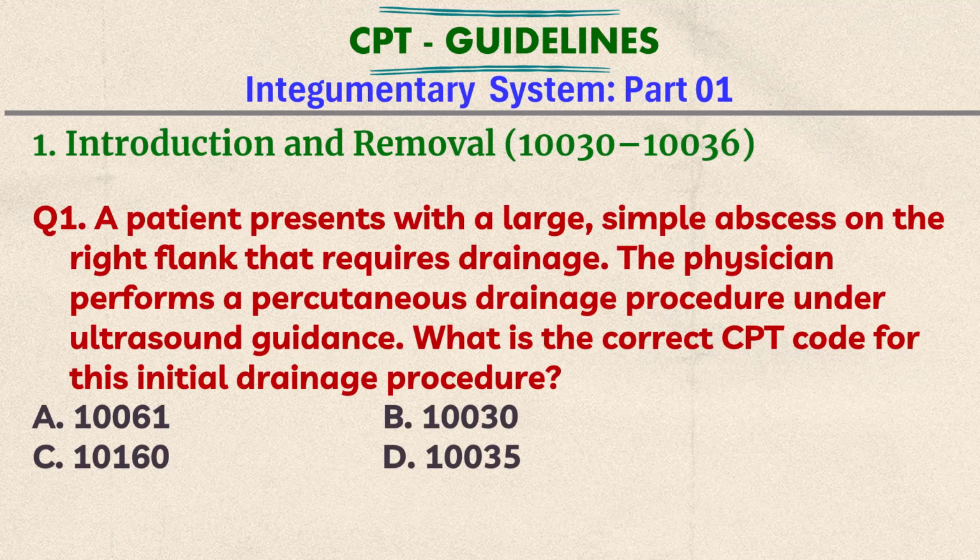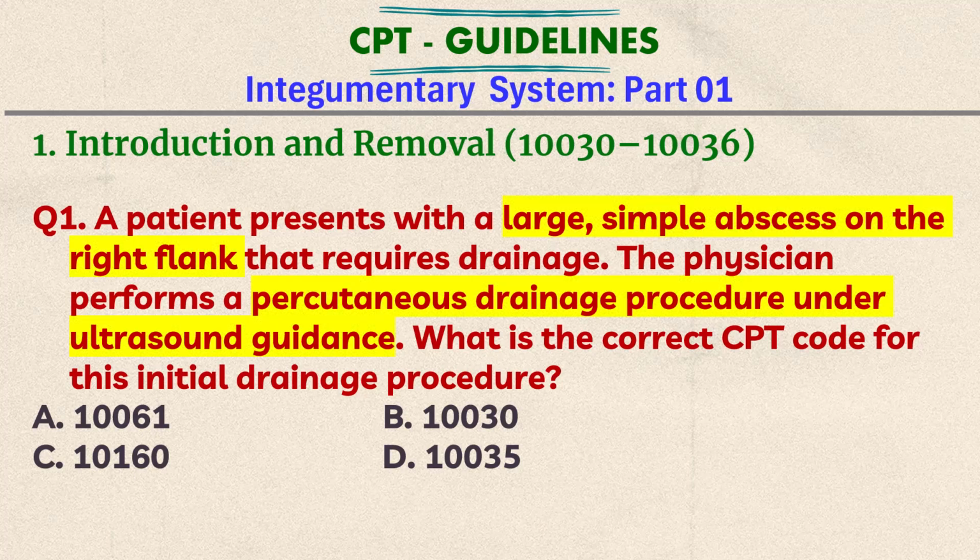So let's see some examples to understand these coding guidelines. Question number 1. A patient presents with a large simple abscess on the right flank that requires drainage. The physician performs a percutaneous drainage procedure under ultrasound guidance. What is the correct CPT code for the initial drainage procedure? So there are 4 answers available. In the exam, you can use the elimination method to find the answer. But for the learning purpose, I am explaining how to find the answers using the CPT alphabetic index.